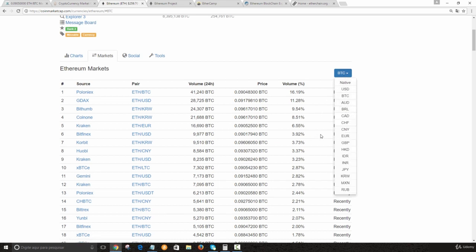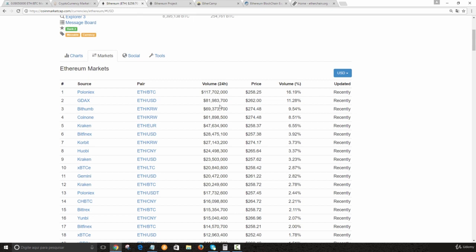You can select if you want to see the prices based on Bitcoin, or let's say Brazilian reais, Chinese yuan, and yen, all the currencies around the world. Let's leave it at USD, United States dollar. Let's check Poloniex. Ethereum paired with Bitcoin. Price is $258.25. The traded volume for the last 24 hours is $117,702,000. What do you think? Is this a lot? This is only 16% of the whole volume.